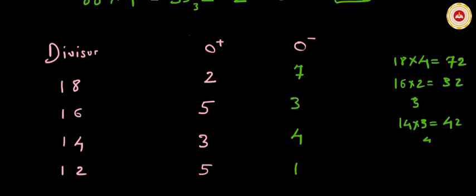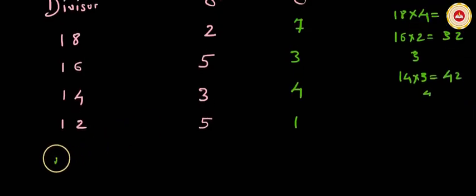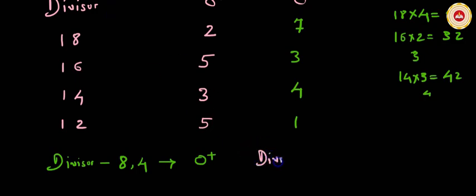It means, friends, when the divisor contains 8 and 4 in the units place, let us calculate the positive osculator. And if the divisor contains 2 and 6, then we will go for the negative osculator. So friends, I hope that you have understood how to calculate positive and negative osculators for even divisors.